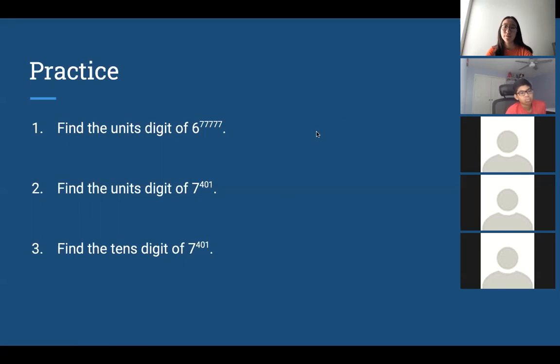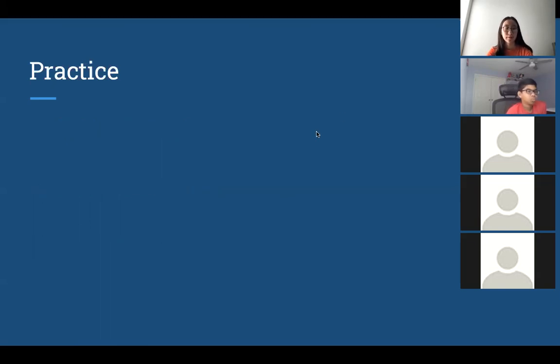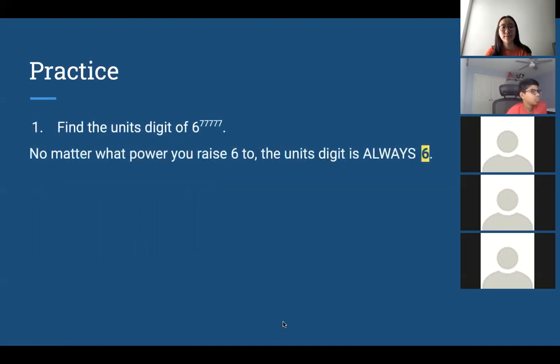All right. So apologies if you aren't finished, but we're going to have to move on. So the units digit of 6 to the 77,777th power. The pattern here is that no matter what power you raise 6 to, the units digit is always going to be 6, like Jivitesh said. For example, 6 to the first is 6, 6 to the second power is 36, 6 to the third power is 216. Always 6, so the answer here is 6.